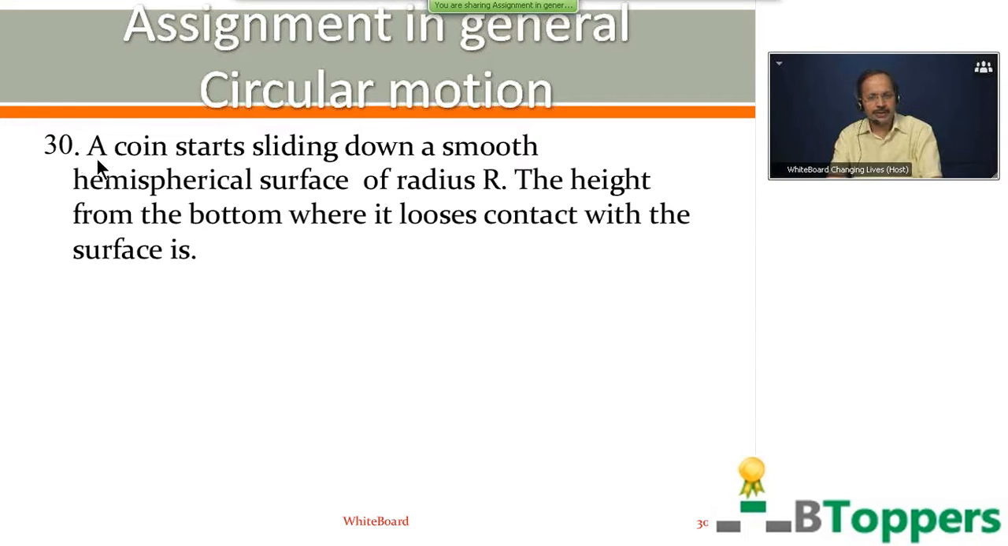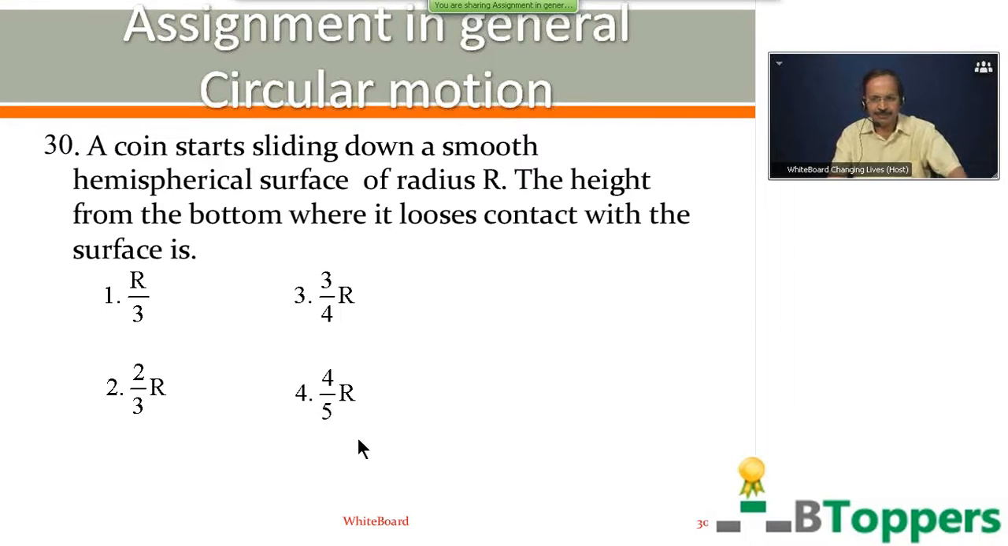So again, I read the question number 30. A coin starts sliding down a smooth hemispherical surface of radius r. Of course, assume that it starts from rest from the top of the hemispherical surface. The height from the bottom where it loses contact with the surface is. 4 options I am going to show. First option r by 3, second option 2r by 3, third option 3r by 4, fourth option 4r by 5.